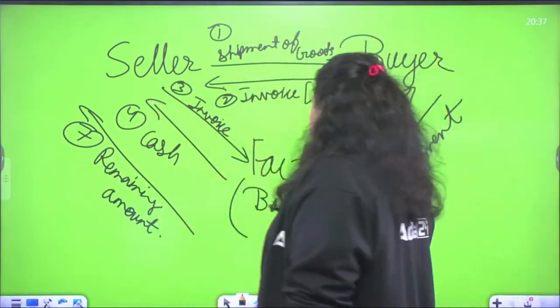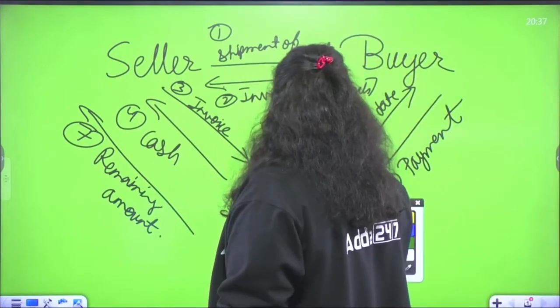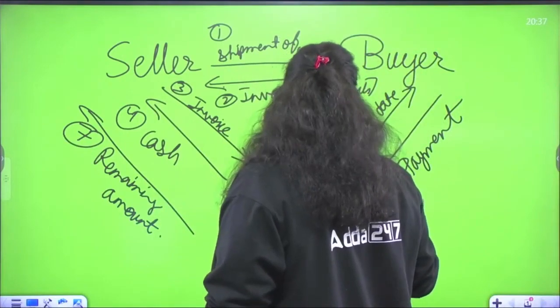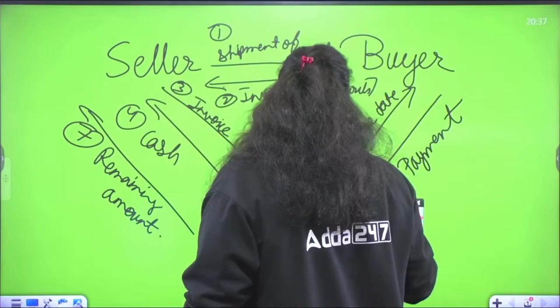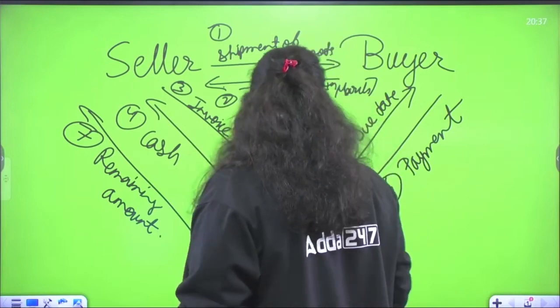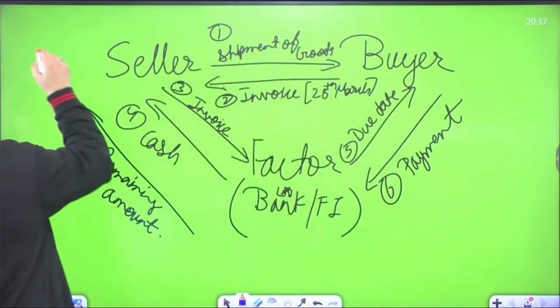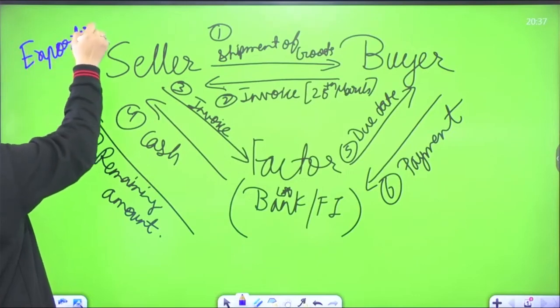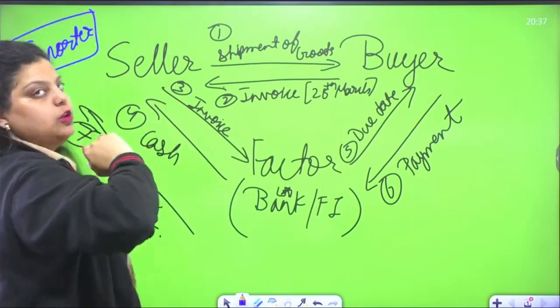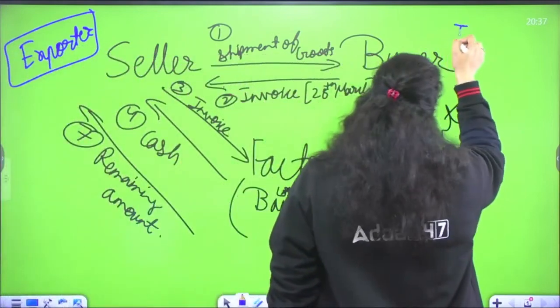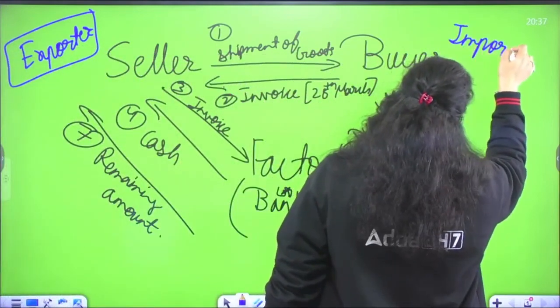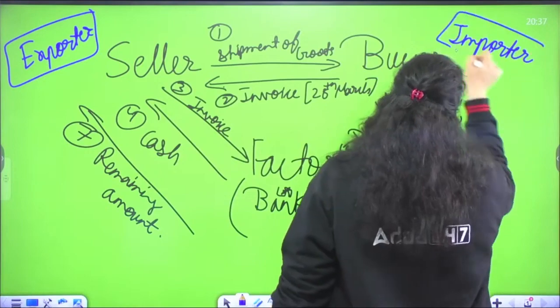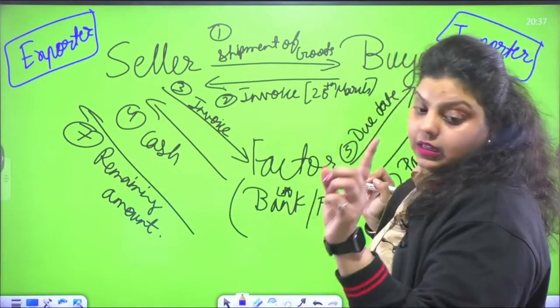Now, when it comes to forfeiting, the same thing is there. In the case of forfeiting, what difference will you find here? In place of the seller, you will find an exporter. In place of the buyer, you will find an importer. It means forfeiting is your international forfeiting.